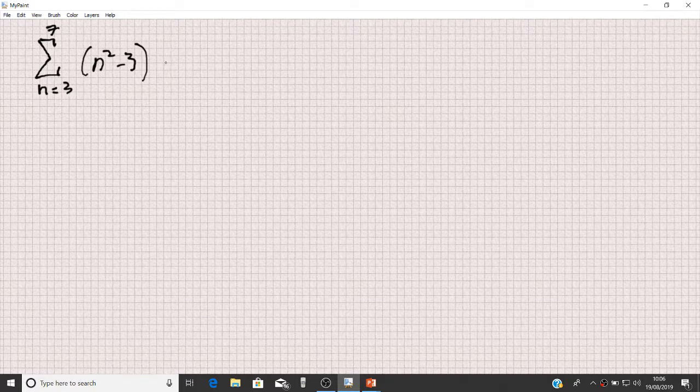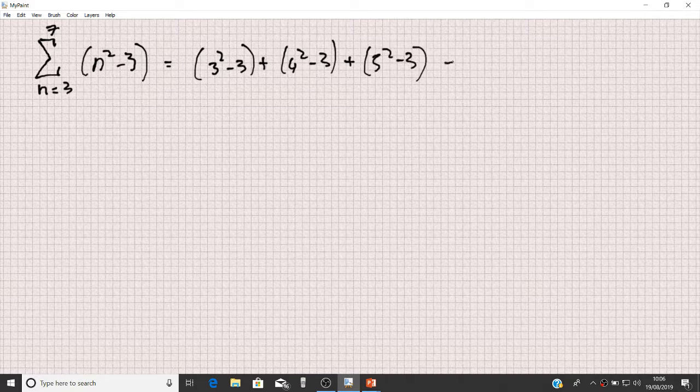So we simply sub in, starting at 3, so the first term will be 3 squared minus 3, and to that we'll be adding the second term, 4 squared minus 3, and to that we're adding the next term, 5 squared minus 3, and the next term, 6 squared minus 3, and the final term, when we stop at n equals 7, is 7 squared minus 3.